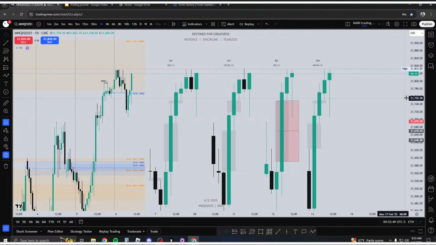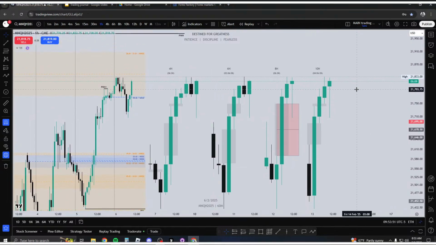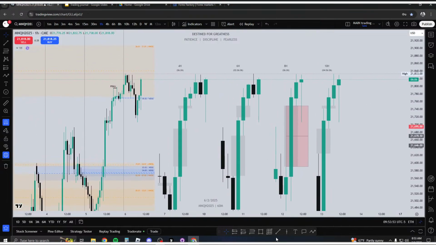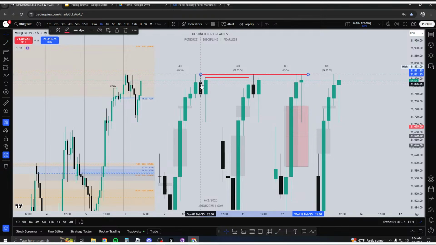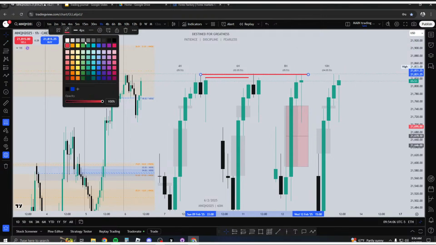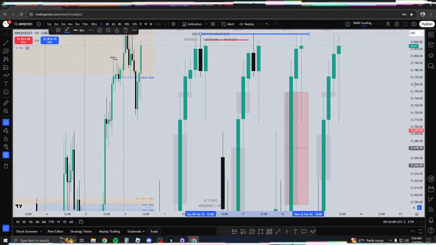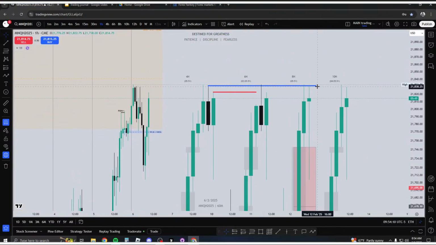But let's continue to wait and see here. Notice how this 4-hour high is different than this 8-hour high. So the 8-hour high, I would denote that as a blue line, and the 4-hour high is the red line.